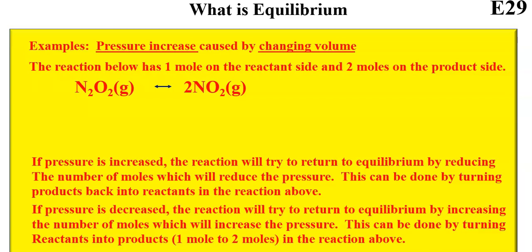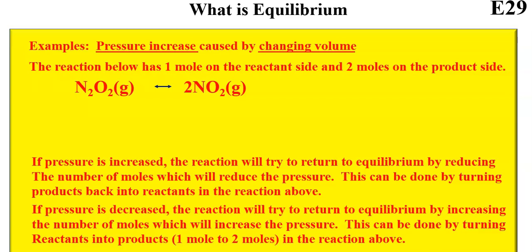So let's take this simple decomposition reaction. Well, it has 1 mole on the reactant side, N2O4, and it has 2 moles on the product side. That's 2 moles of NO2. So there's twice as many moles on the product side as on the reactant side. That means if this reaction runs entirely from reactants to products, you're going to go from having 1 mole in your container on the reactant side to having 2 moles on the product side. So if pressure is increased, the reaction will try to return to equilibrium by reducing the number of moles, which reduces the pressure.